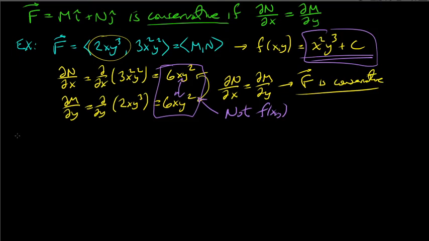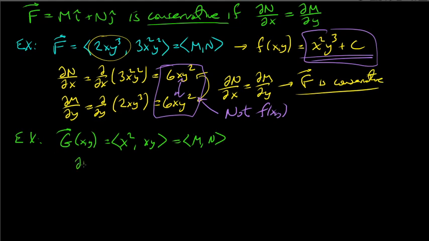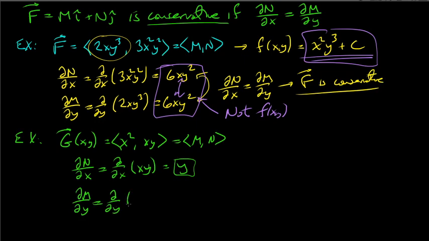So let's look at the other example that we had, right? That was capital G, which was just x squared, xy. So that's your m and n, right? M comes before n, right? So if I take the partial of n with respect to x, that's the partial of x times y. With respect to x, remember y is a constant, you just get y. And now if I take the y partial of m, remember m was x squared, and the derivative with respect to y is 0, right? It doesn't depend on y. So, right, we get two different answers. y does not equal 0.